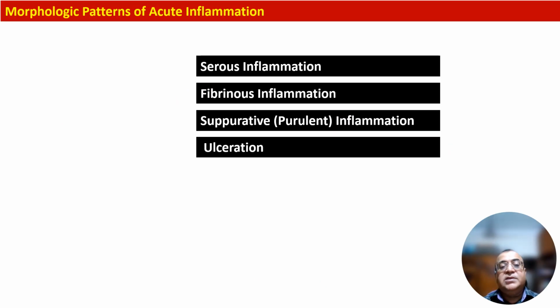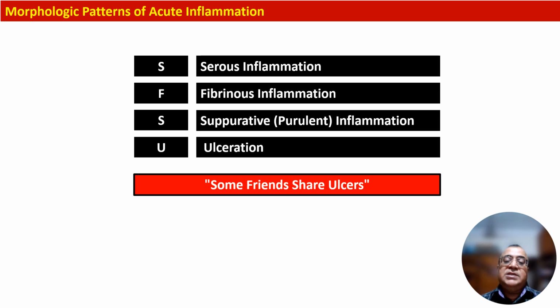The morphologic patterns of acute inflammation can be divided into four patterns: serous inflammation, fibrinous inflammation, suppurative or purulent inflammation, and ulceration. These can be memorized by a mnemonic. Some friends share ulcers. S is for serous inflammation, friends for fibrinous inflammation, share for suppurative inflammation, and ulcers for ulceration. Some friends share ulcers.